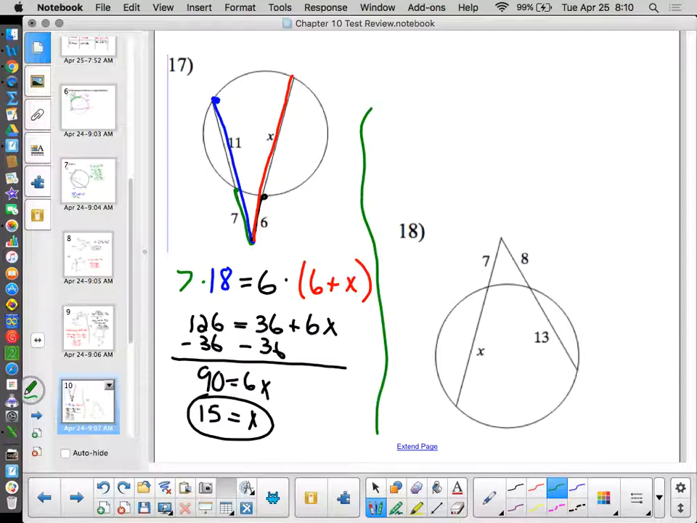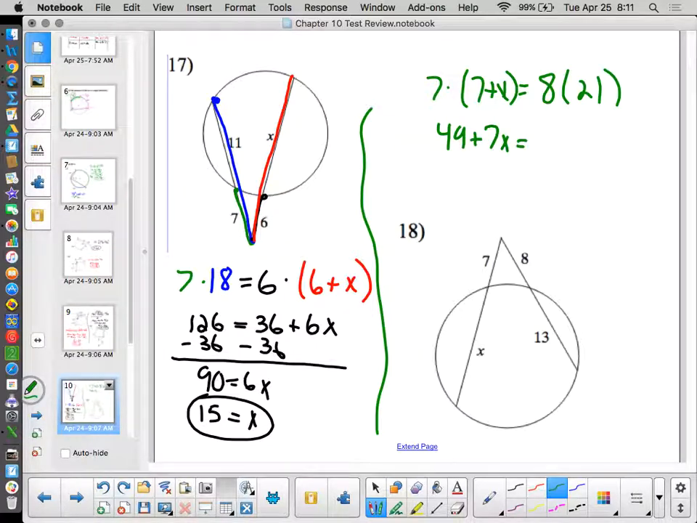Very similar on number 18. 7 times what? 7 plus x equals 8 times what? 21. 8 plus 13. So 49 plus 7x equals 168. Subtract the 49. I get 7x equals 119, or x equals 17.